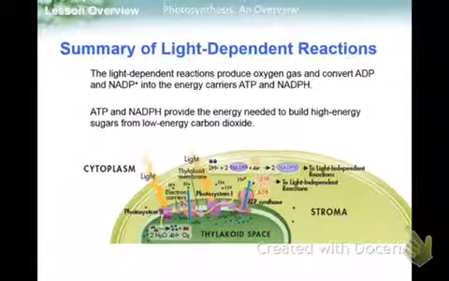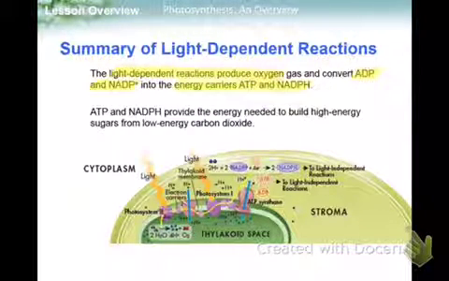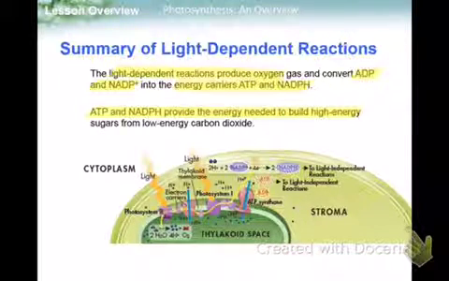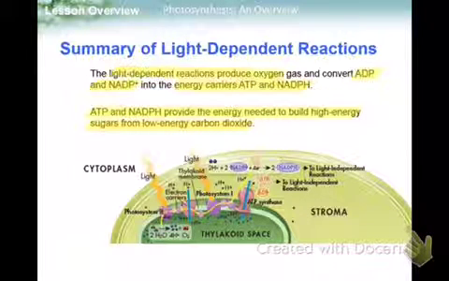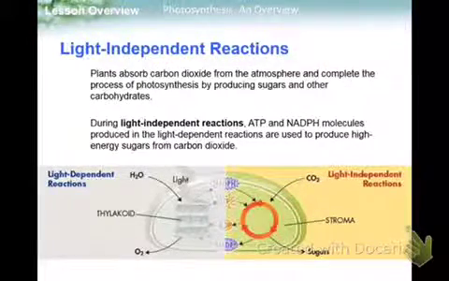So, what we have here, the light-dependent reactions produce oxygen. They convert ADP and NADP into the energy carriers ATP and NADPH. These guys that were produced provide the energy needed to build high-energy sugars like glucose from low-energy carbon dioxide. So now we move on to the light-independent reactions.